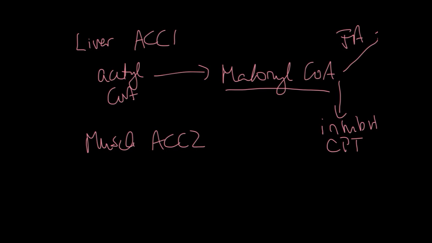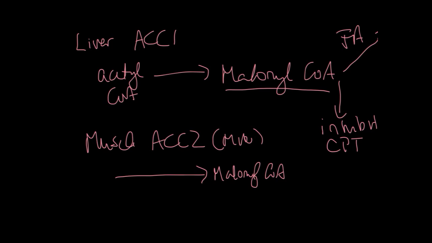The muscle ACC takes acetyl-CoA to malonyl-CoA, but this ACC is on the mitochondrial membrane, where ACC1 is in the cytosol. This malonyl-CoA's only purpose is to inhibit the CPT. The regulation is slightly different too.